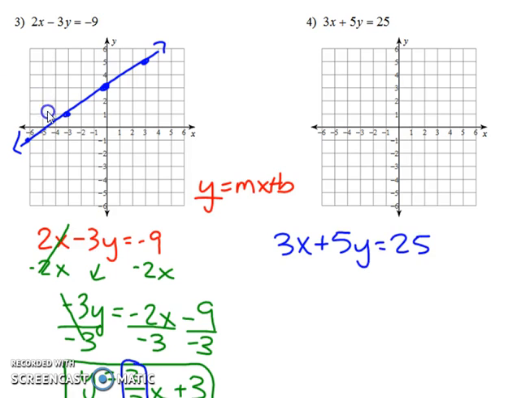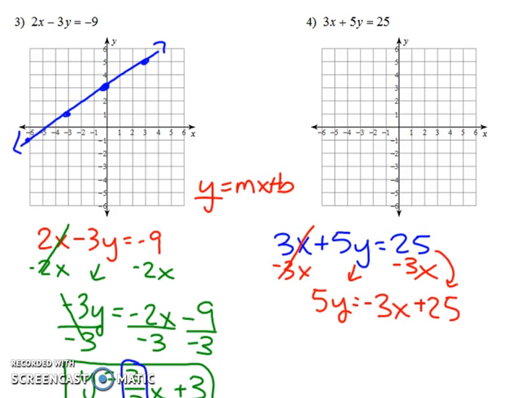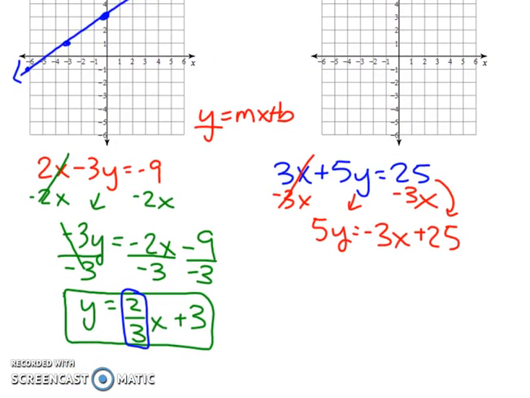First thing I need to do is get rid of this 3x, so I'm going to minus 3x on both sides. My 3x's will go away. I'll bring down this 5y. Now once again, I need to rewrite these terms over here, but I need to write them in this order. So I'm going to write the x first. So equals negative 3x, and then I'll bring over that positive 25. My last step is to divide by the number with the y. So I'll divide by 5 on every single term.